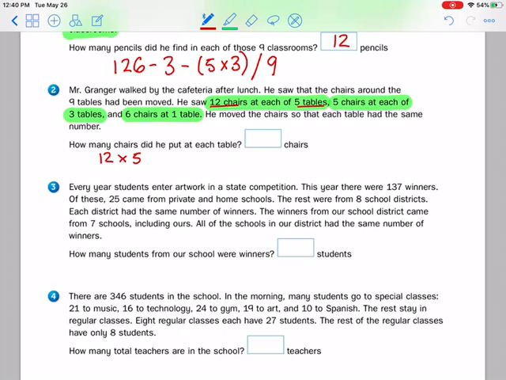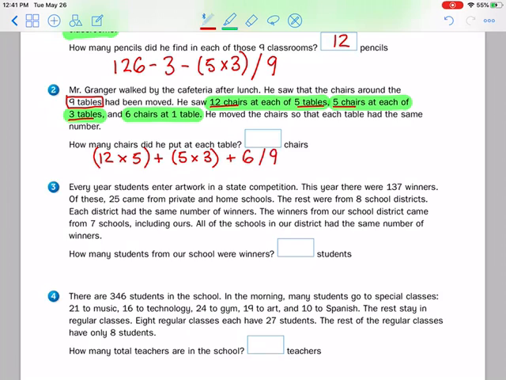12 times 5. Now, I'm going to put this in parentheses because we're going to be adding, because he had 5 chairs at each of the 3 tables. So you have to do 5 times 3. And you're then going to add again the 6 chairs he found at 1 table, because you're not going to do 6 times 1 because we already know it would be 6. So whatever that total is, you're then going to divide by 9, because there's 9 tables and you have to put the chairs evenly at those 9 tables.